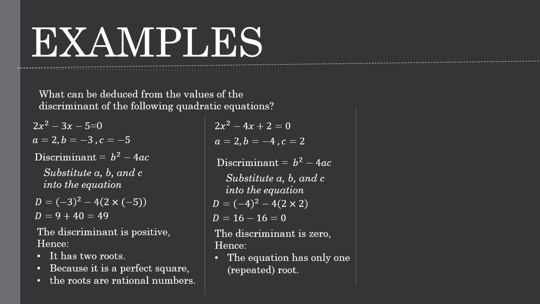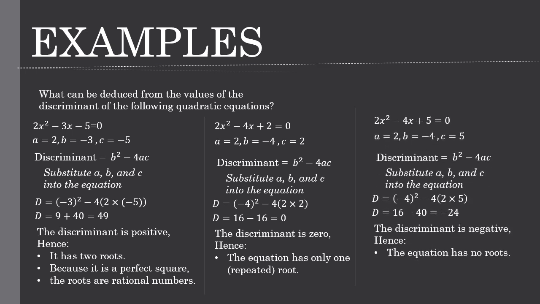So based on what we have said from the cases or the scenarios, we said when the discriminant is equal to 0, it means that the equation has only one root. Alright, so repeated roots.